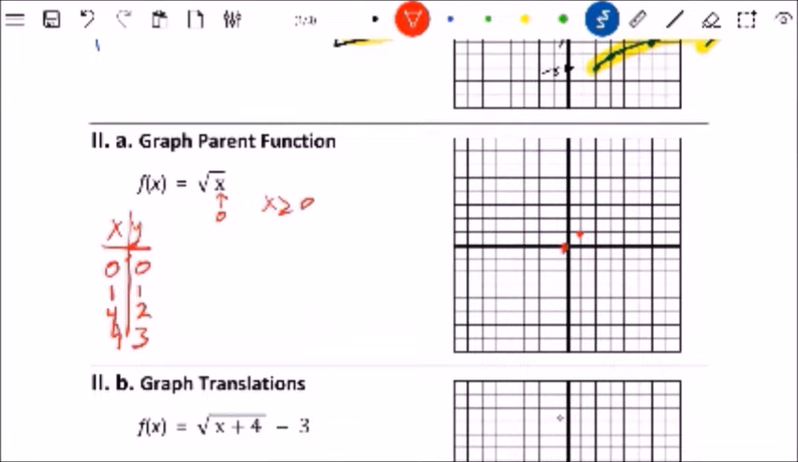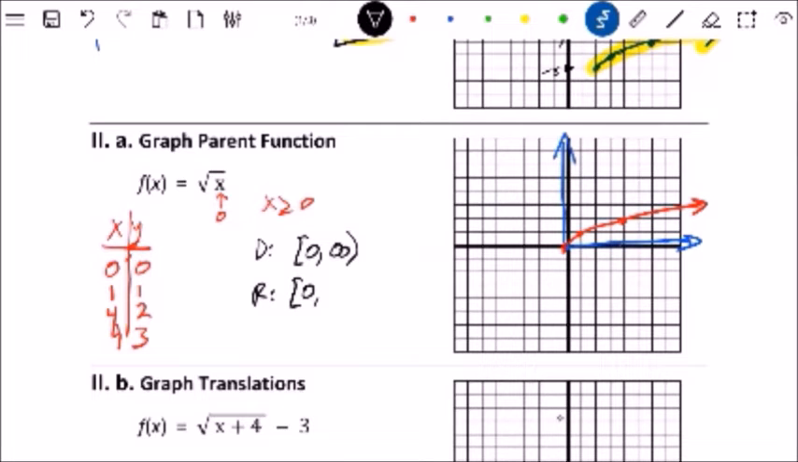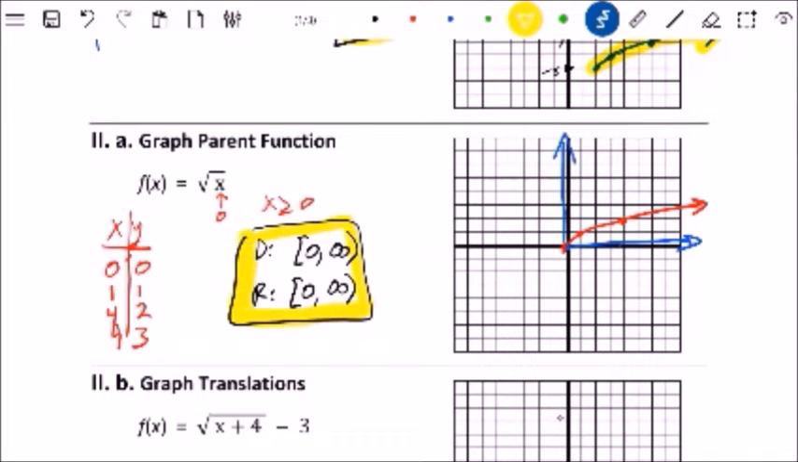Here, 4, 2, and a little bit outside of it. Well, what we have here are all the x's going that way and all the y's going that way. So for both the domain and the range, for the domain, it's going from and including 0 out to infinity. And for the range, it's going from 0 for the y's up to positive infinity. Okay, so that covers the parent function.